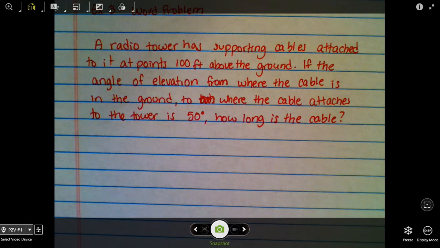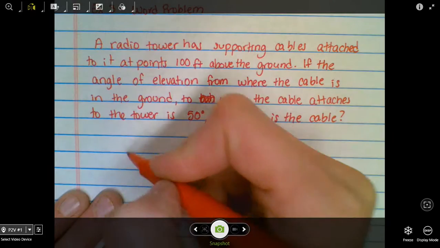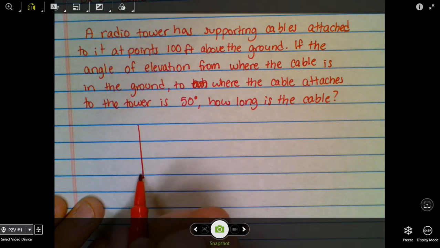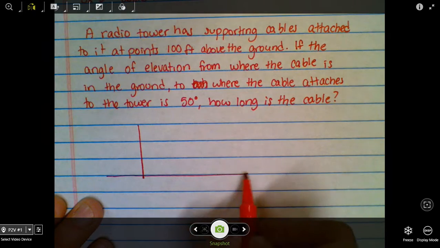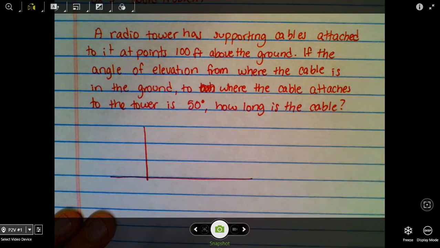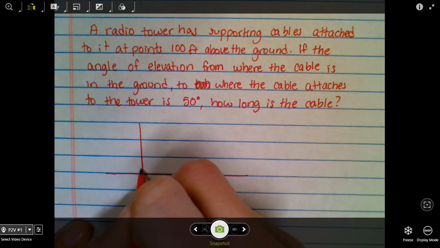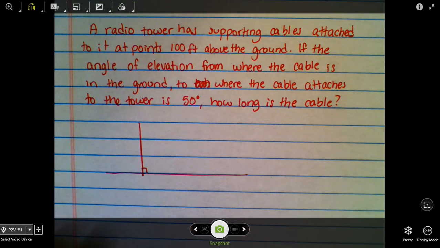Well, with any word problem, it gets really helpful if we draw a picture. So let's start off with that. Here's our radio tower. And then here's the ground. And we're kind of assuming here that our radio tower is actually perpendicular to the ground, that we have a 90-degree angle here. So we have to do a little bit of assumption along the way, but that makes it so we can actually solve our problem. And again, we assume that that tower actually is a 90-degree angle.